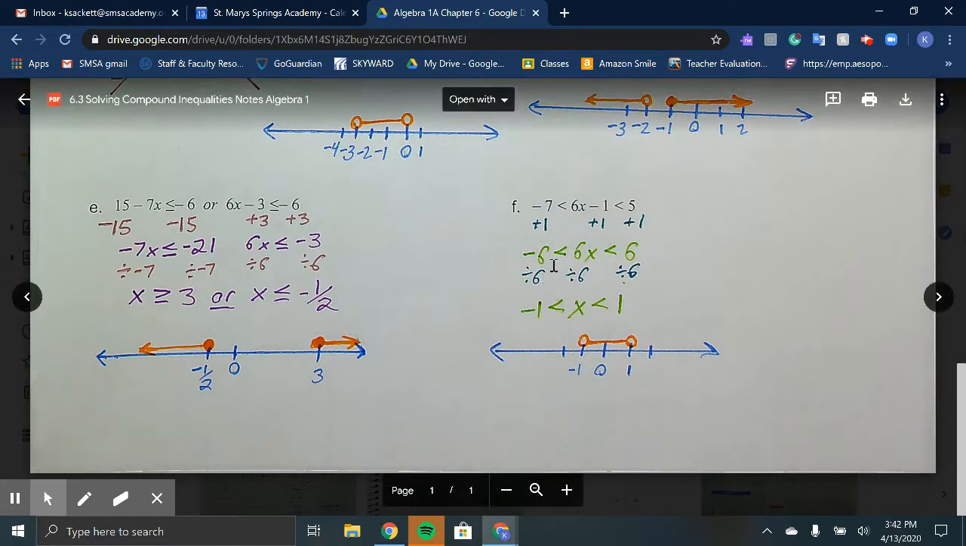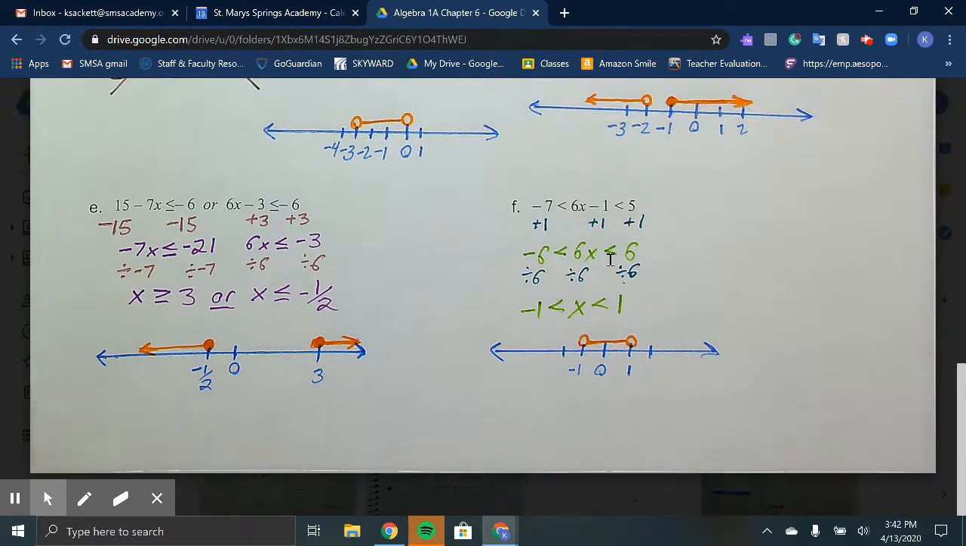Then -6 is less than 6x, which is less than 6. Divide everything by the 6 to get x alone. And x is greater than -1 and less than +1. Open circles at each and connect in between because it's an and, not an or. And that is it for the graphing.